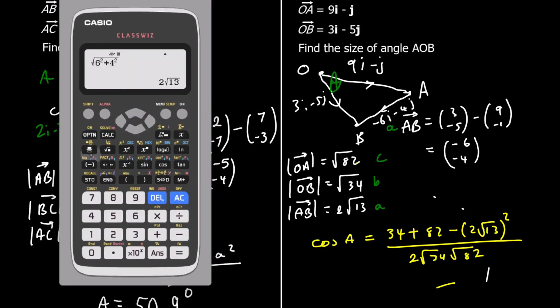So type it in the calculator. 34 plus 82 minus 2 root 13 squared, over 2 times root 34 times root 82. So we've got 0.606, shift cos of the answer, and we get 52.7 degrees.